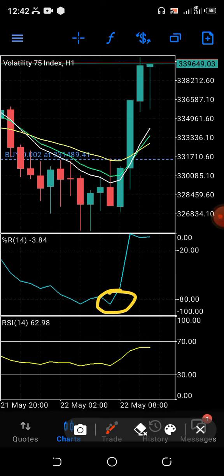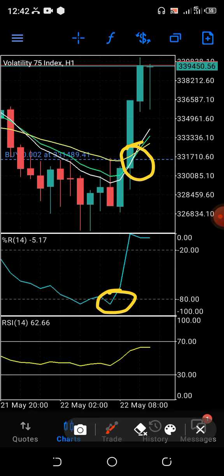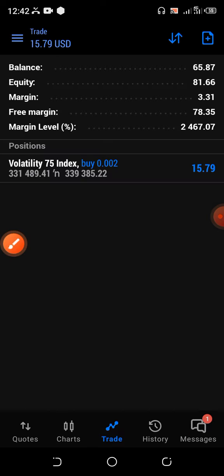And once you see this cross, bro, sister, you have one of the best opportunities to place a trade. But wait and do it only on the 1 hour time frame. Don't do this on your lower time frame. That is the secret I can tell you.